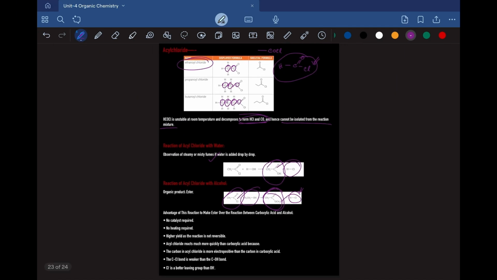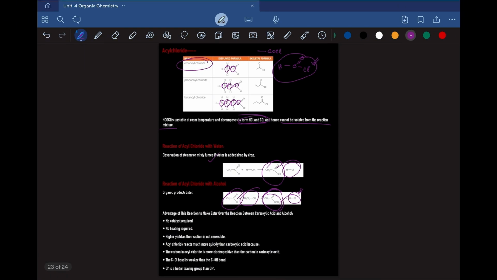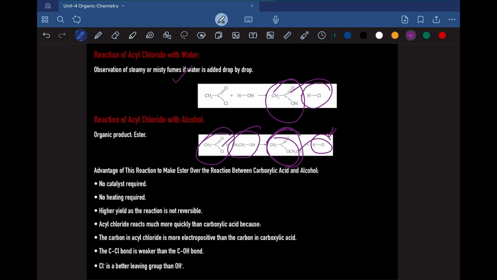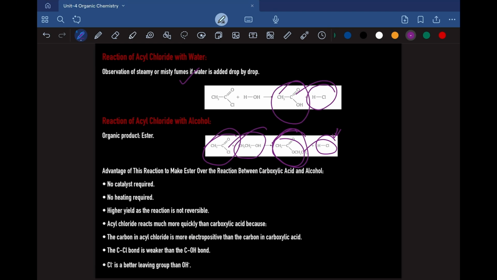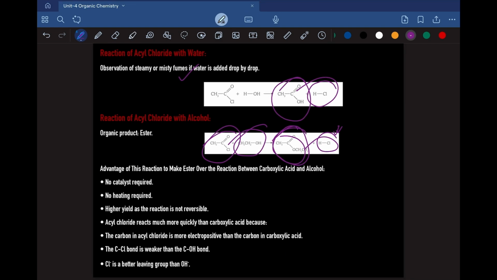And we have also seen previously that carboxylic acids are reacted with alcohol to form ester, right? Now, acyl chloride can also be reacted with alcohol to form ester, and carboxylic acid can also be reacted with alcohol to form ester. But which one is more effective, and which one should we choose over the other? You should always choose to react acyl chloride with alcohol to form the ester over carboxylic acid and alcohol.